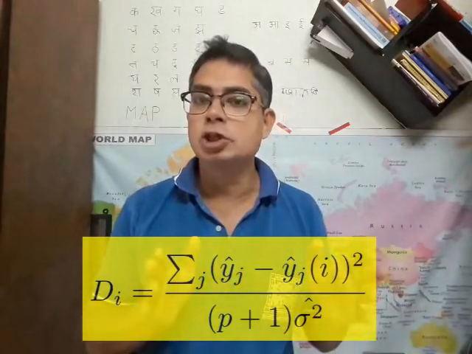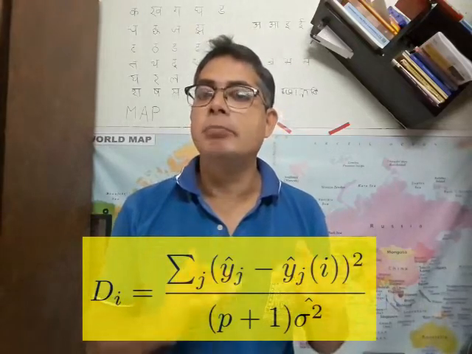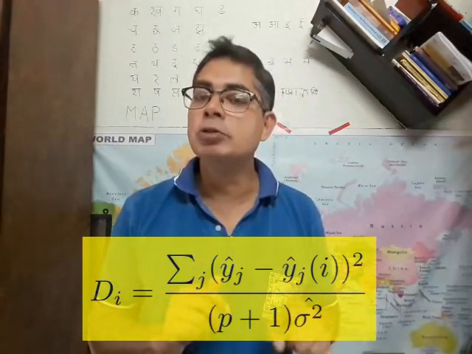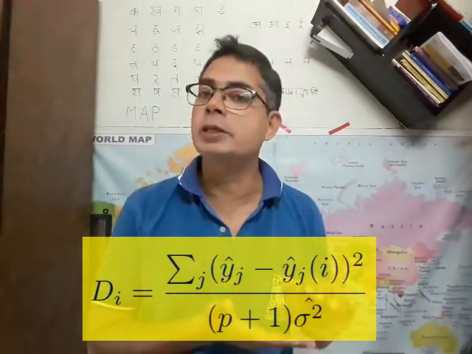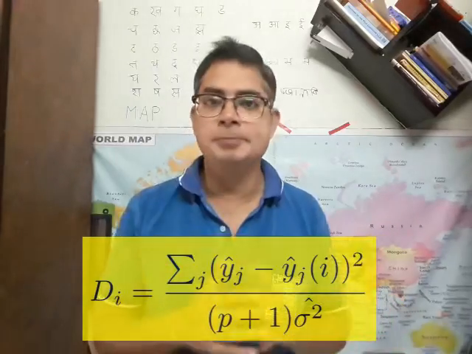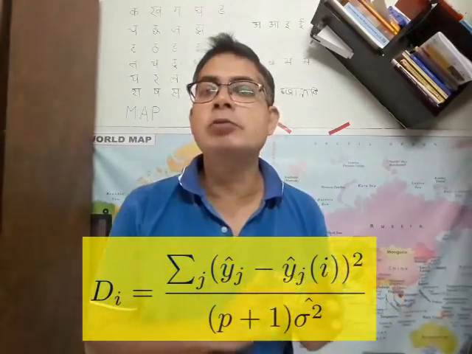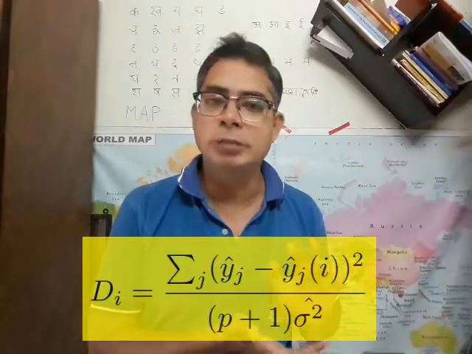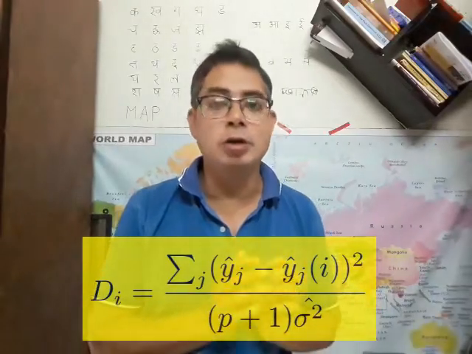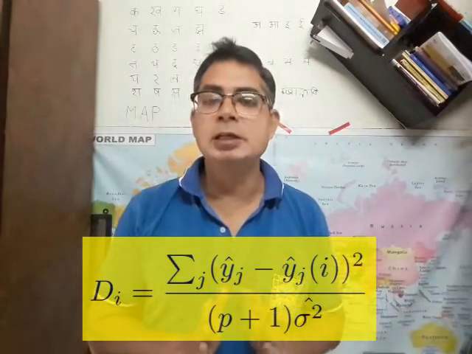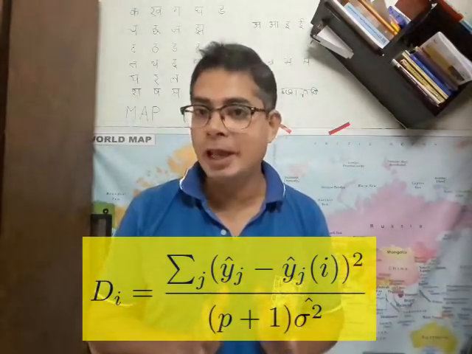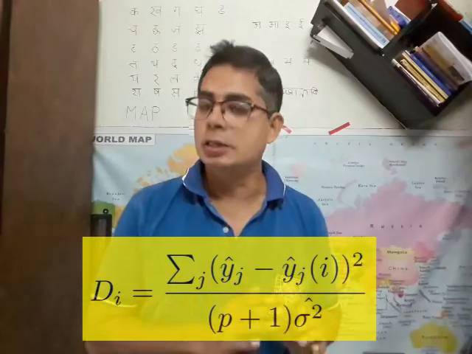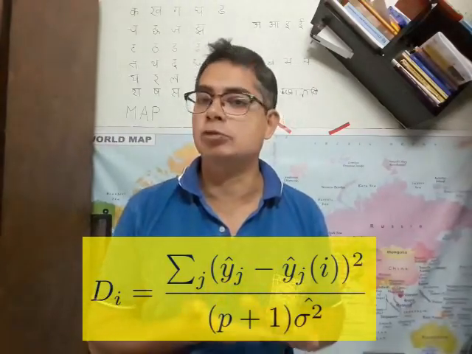Take the L2 norm, that is the numerator, and standardize it by dividing it by (p plus 1) times sigma square hat. Remember, when you are using sigma square hat, you are using the full estimator. That's how Cook's distance is defined. I am not entirely sure why you are not using sigma square hat (i). Possibly this will give you certain better mathematical properties or something like that. I do not know. And this p plus 1 basically is the total number of columns in X. So p many regressors plus there is one intercept term.